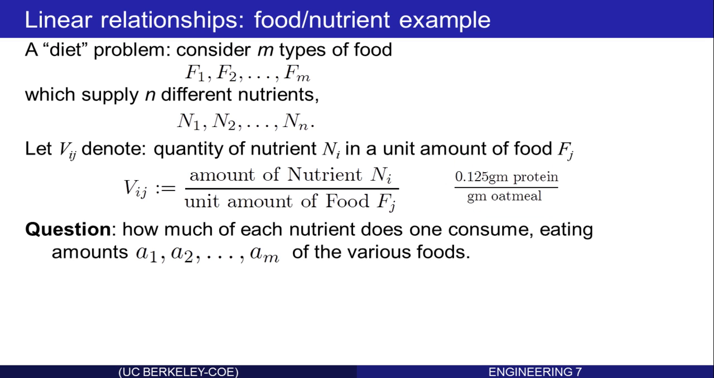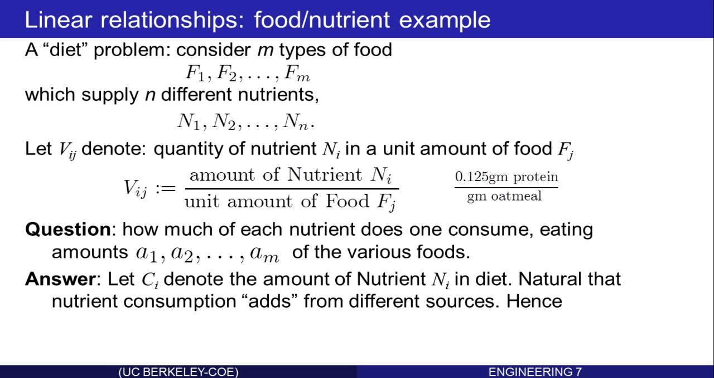Now, how much of each nutrient does one consume eating an amount A1 of food F1, an amount A2 of food F2, and an amount Am of food Fm? Let's use the notation Ci to denote the amount of nutrient Ni. We want to answer this question for i equal 1, 2, 3, and so on up through little n.